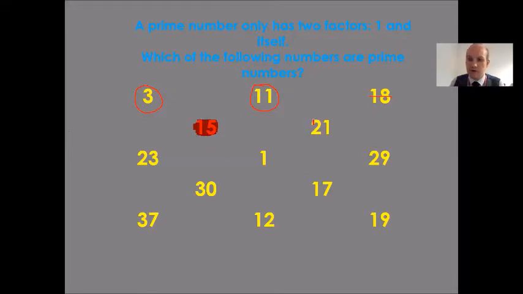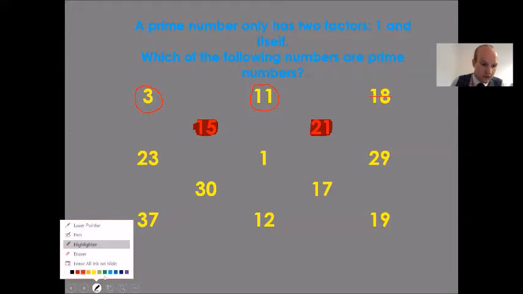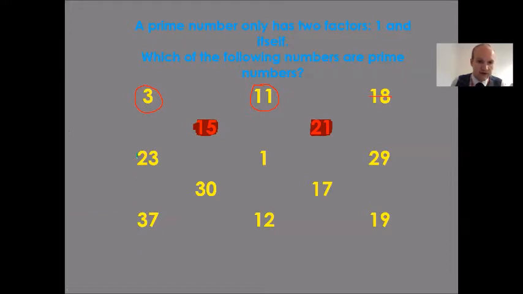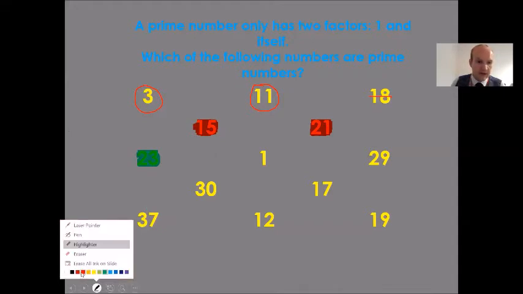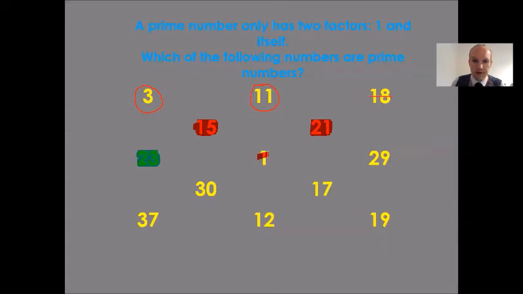We know that 21, 2 add 1 is 3, therefore it's got a factor of 3, so it's got at least 3 factors, 1, 21, and 3. Now we can move on to 23. Now, following our knowledge, we know that it doesn't have any other factors, so we know that 23 is a prime number, so we can highlight that in green there. Now, if we look at number 1, although it doesn't have any other factors, we know that for it to be a prime number, it has to have 2 factors. Therefore, we can highlight the 1 in red.